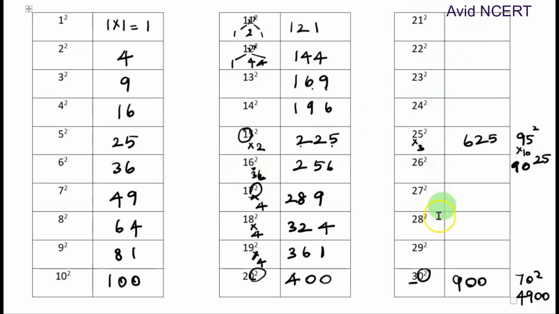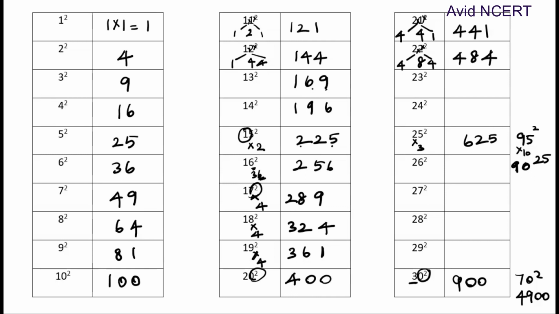And for 21 square to 30 square, it goes like this. 21 square is again 2 square is 4 and 1 square is 1. 2 times 1 times 2 is 4. So it's 441. 22 square: 2 square is 4, 2 times 2 times 2 is 8, so it is 484.